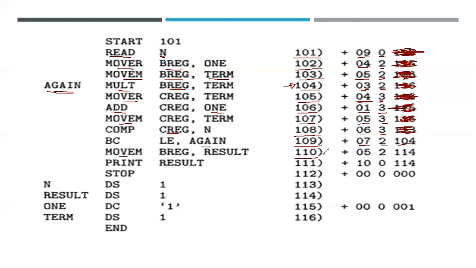Move M. Move M is nothing but 05. B register, second register, that's why 2. Result. We don't know the address of result. So for time being, forget the address of result.